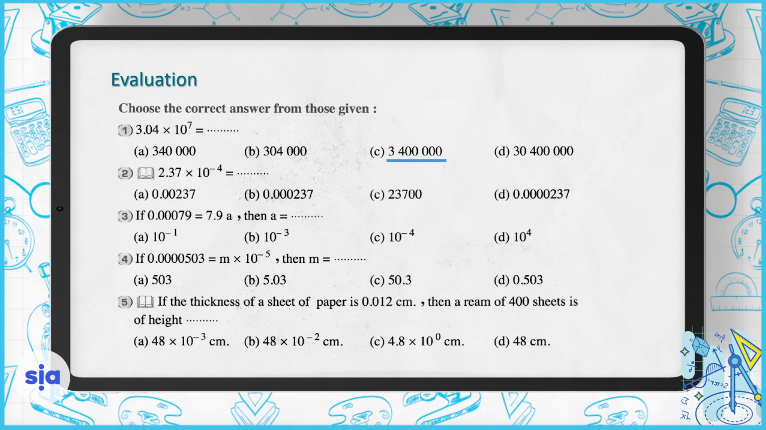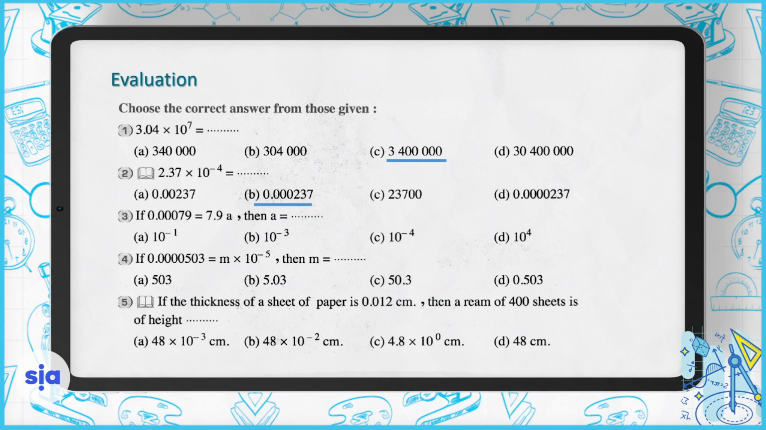Question 2. 2.37 multiplied by 10 to the power of negative 4. As long as the power is negative, we'll go to the left, 4 places to the left, so it will be 0.000237. So the right answer is choice B.